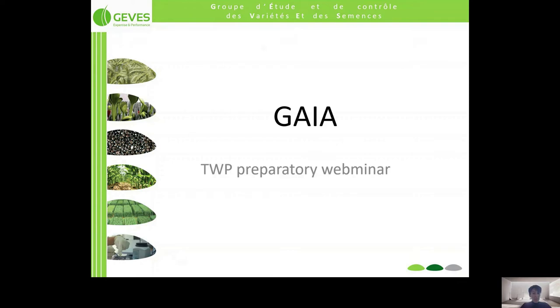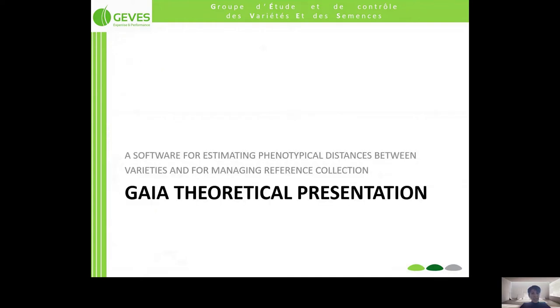Welcome everybody, I am Christelle Lavaux from the IT department of GEVES, and today we will talk about Gaia. As you know, the establishing of distinctness within the framework of registration or legal protection requires that candidate varieties are compared with each other and with the varieties of common knowledge which make up the reference collection. In this context, Gaia is used to estimate a phenotypical distance between varieties, and so it helps the DUS expert to take their decision and to improve the management of the reference collection.